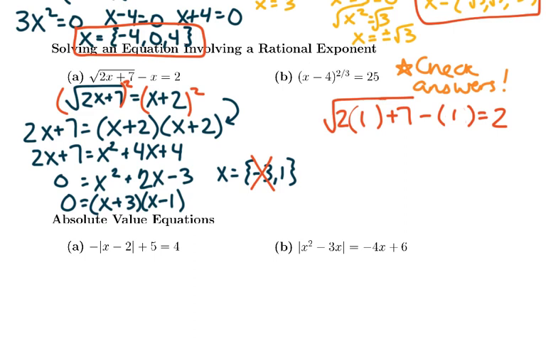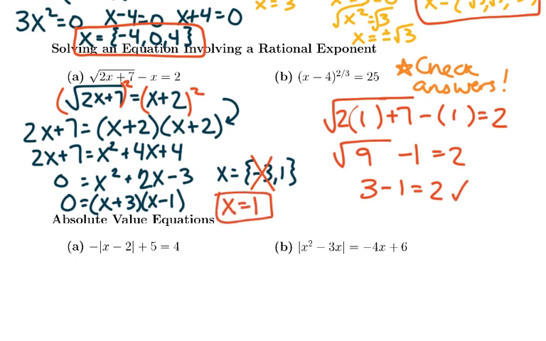Substitute in 1 wherever you see an x in the original equation and solve. This is a true result, so the only solution is x equals 1 for this equation. If both of them didn't work, I would have to write no solution.